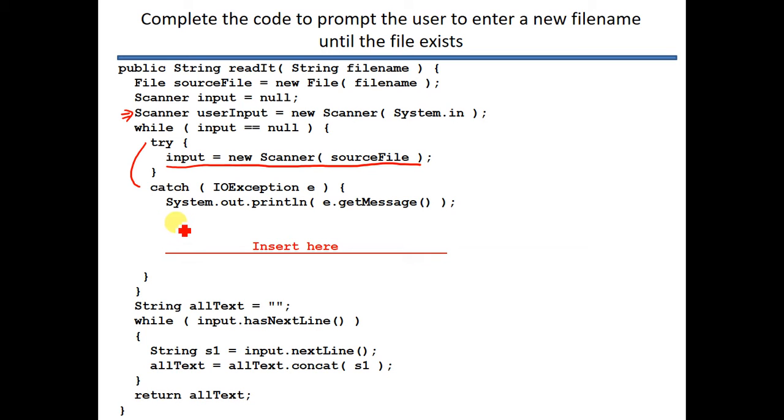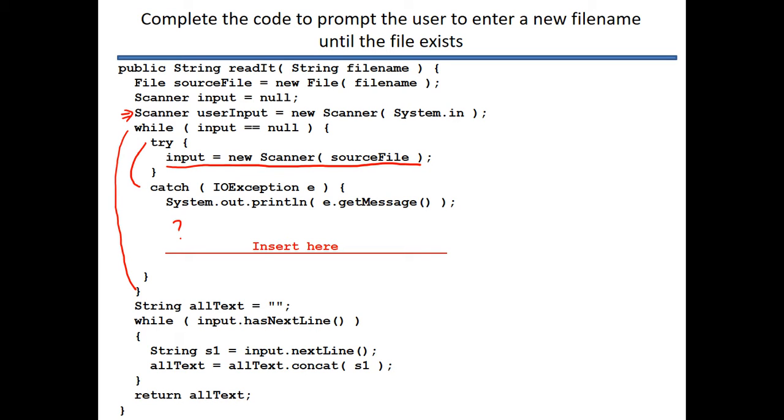So the question is, what do we have to insert in here such that after we finish the while block, it is guaranteed that we have correctly linked a source file to the input scanner? Then we won't see any null pointer exceptions after catch. So what should I put in here? You can pause the video and think about it.